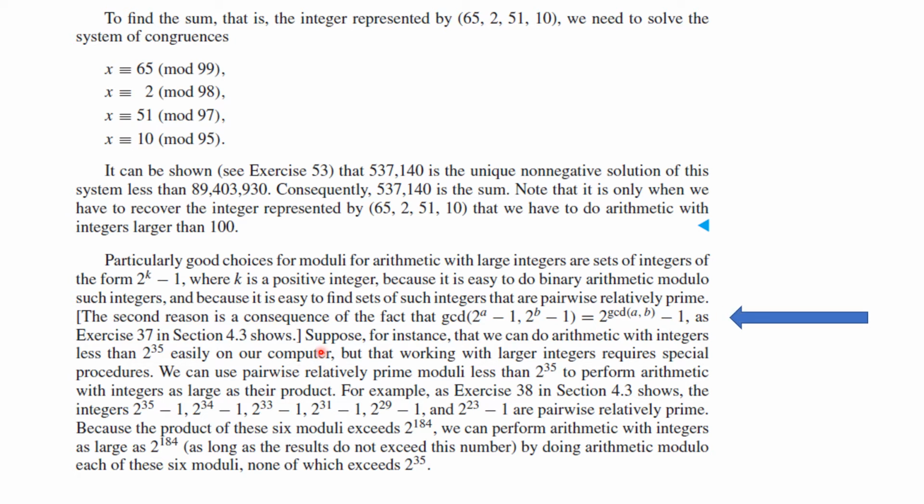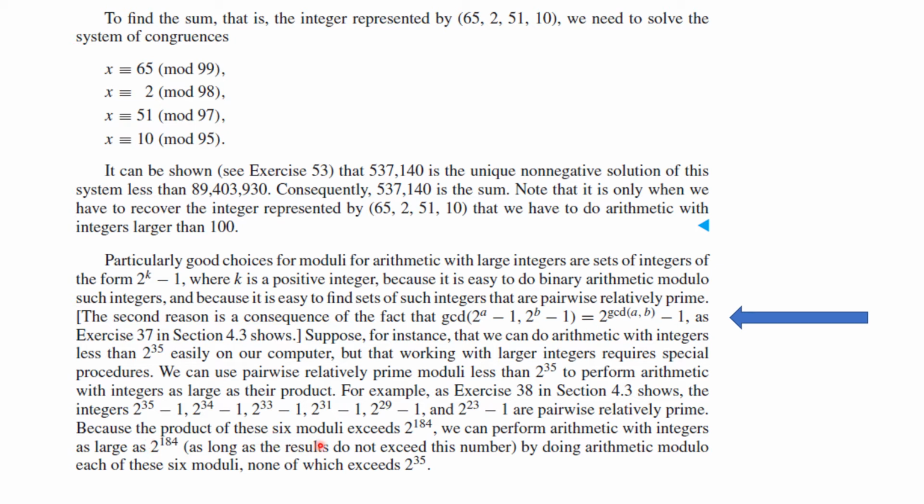Suppose, for instance, that we can do arithmetic with integers less than 2 to the 35. Now, that's a really big number, easily handled on our computer, but working with larger integers requires special processes. We can use pairwise relatively prime moduli less than 2 to the 35 to perform arithmetic with integers as large as their product. So, for example, we could take 2 to the 35 minus 1, 2 to the 34 minus 1, and so on down to 2 to the 23 minus 1. Those are pairwise relatively prime.